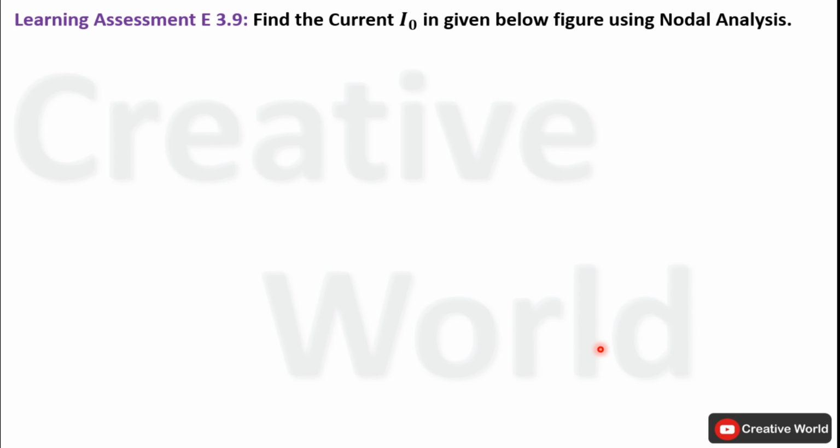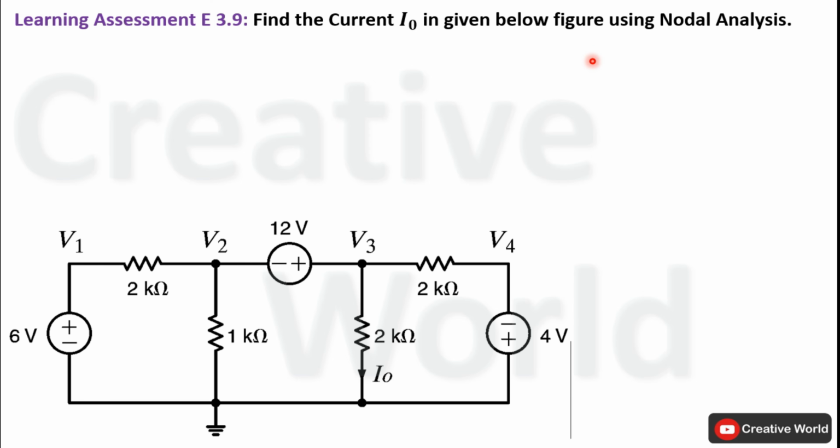Learning Assessment E3.9. Find the value of current I0 in the given figure using nodal analysis. This is the circuit diagram of the given problem. Inside this network, we have to find the value of current I0 through this 2 kilo ohm branch. So without wasting time, let's proceed towards the solution.